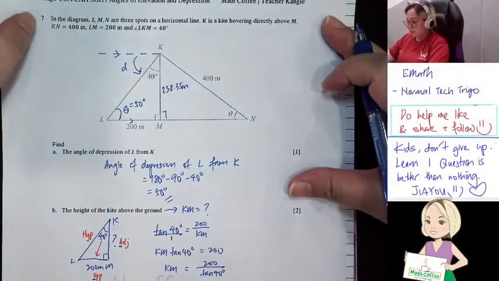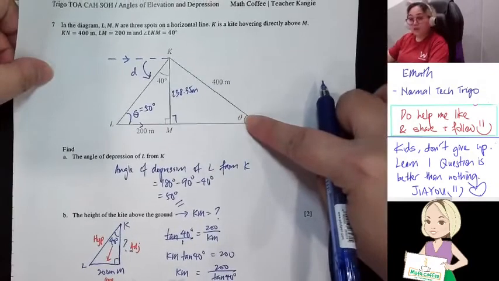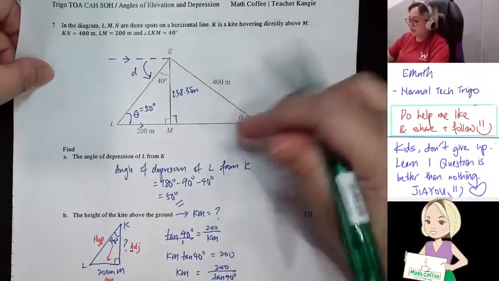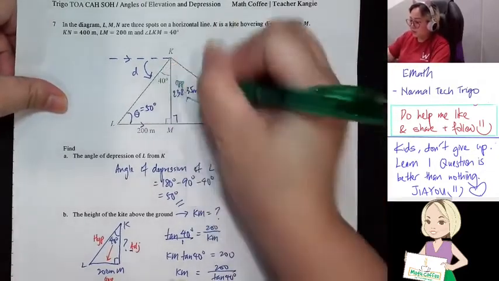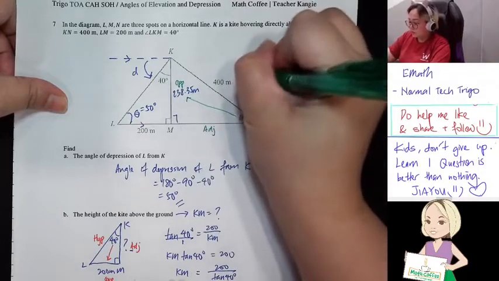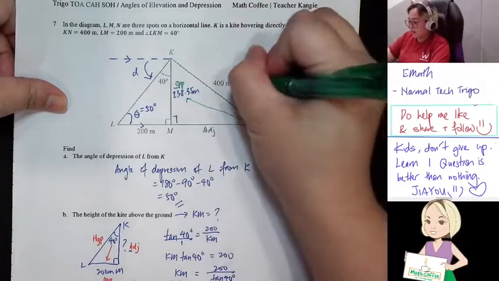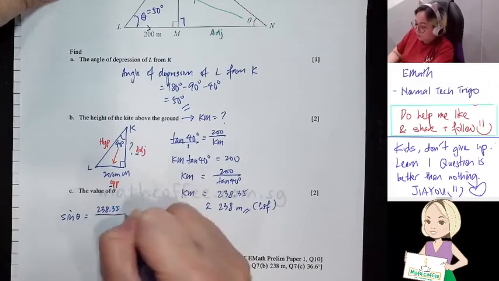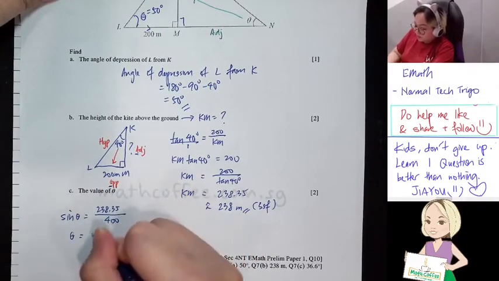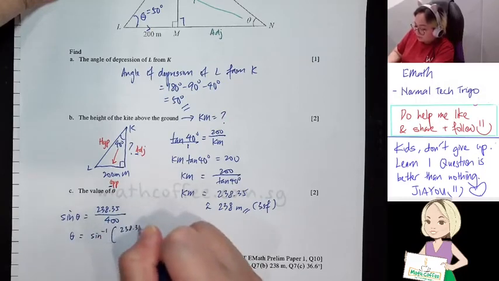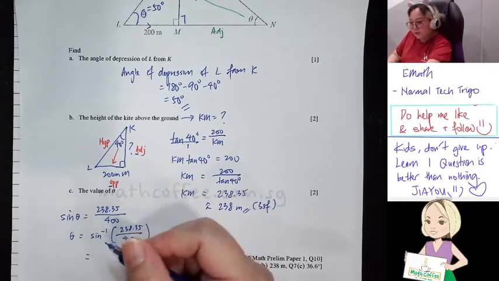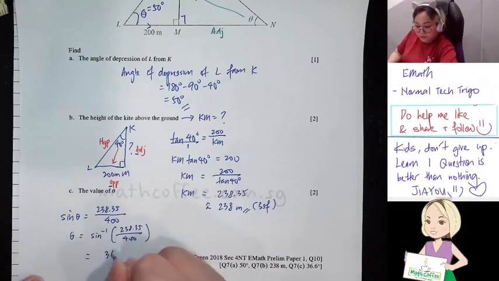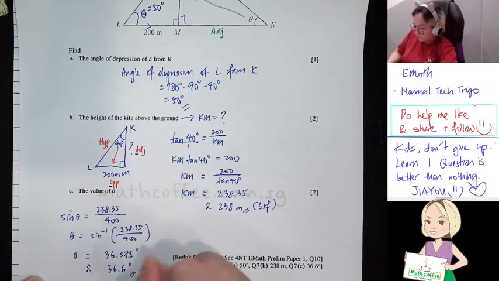Okay, so now let's see. Based on this, they asked me to find the theta, right? So I will use this angle as reference. This will be my opposite. This will be my adjacent, and this will be my hypotenuse. So in this case, I will have to use opposite and hypotenuse. So we're going to use sine. So we will say sine theta equals 238.35 over 400. So theta will be sine inverse 238.35 over 400. So press the calculator, you will get 36.575 degrees. Round off to 1 dp, 36.6 degrees. 1 dp. Done.